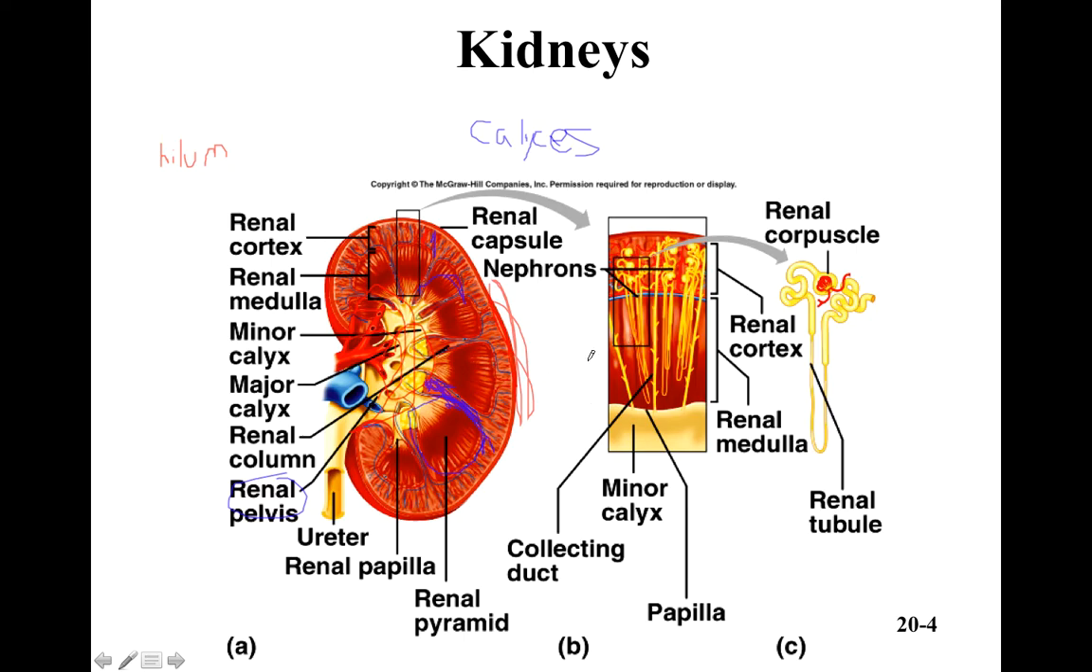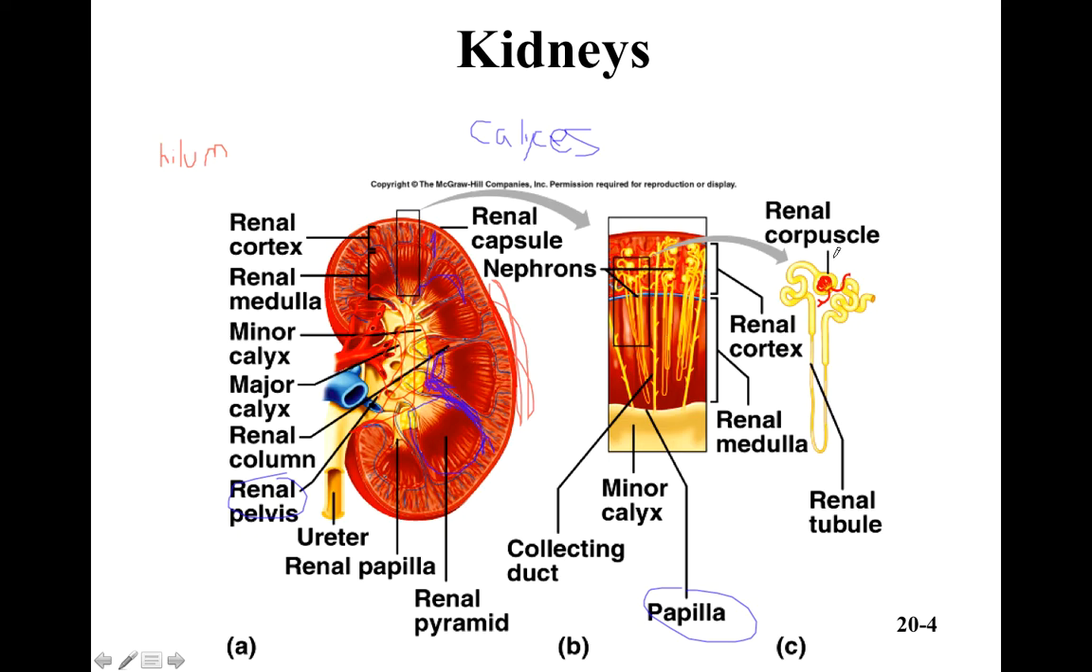Each major calyx has 7 to 20 minor calyces. And then the minor calyces have 1 to 3 renal papilla. The renal papilla are really just the ends of these pyramids. So right in this area, the renal papilla are just the ends of the pyramids. And then we'll talk from there about the nephrons.